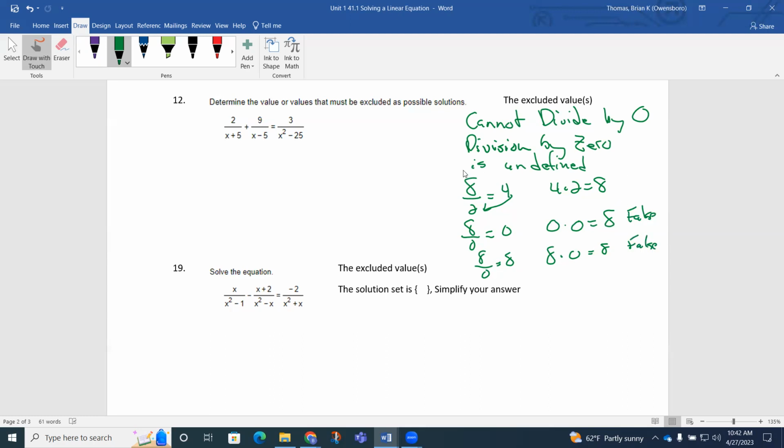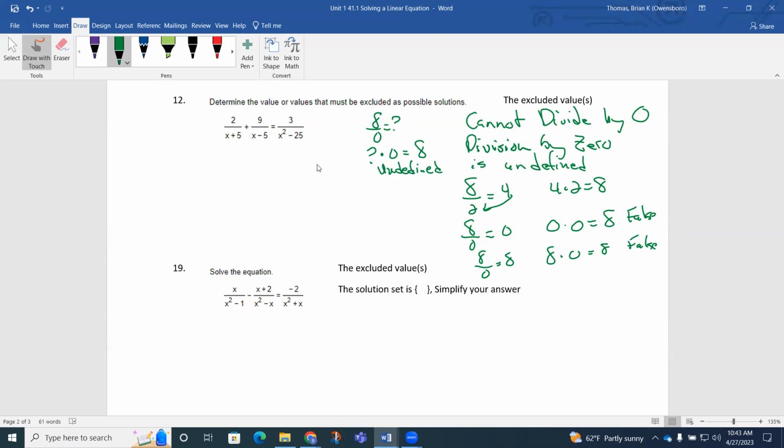So the question is, when I do 8 divided by 0, what times 0 actually gives you 8? Notice how this is not possible, because we know that when you multiply by 0, the answer is always 0. So this is going to be considered undefined. So what happens is you can't get an answer. So we call that a domain restriction, or an exclusion, if you will.